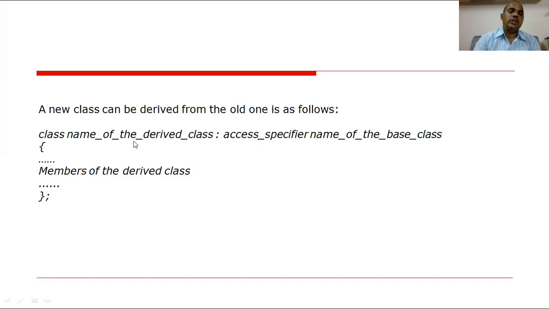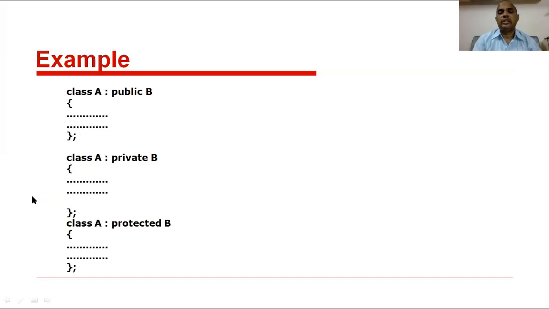This is the member function. Then this is an example: class A : public B, class A : private B, then class A : protected B. These three are derived classes with different visibility modes. Clear? Then class A inherits the properties of B with public visibility. Here class A is a derived class. This derives the data from the base class privately.